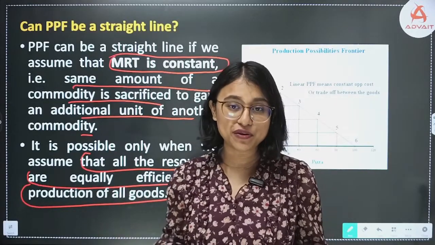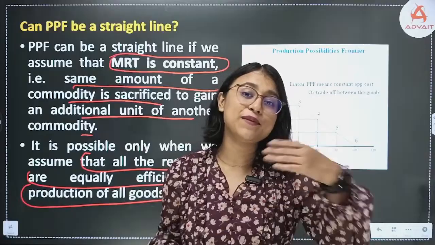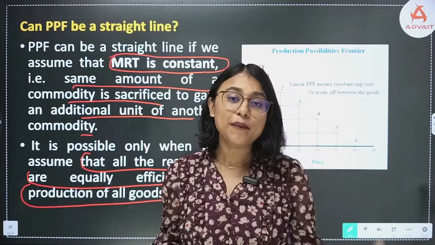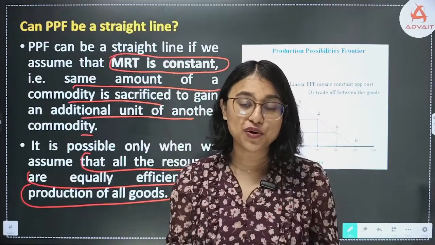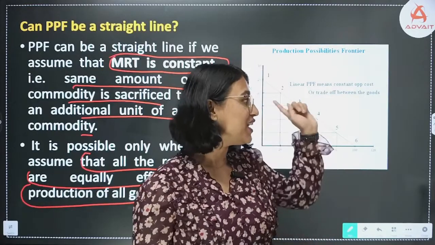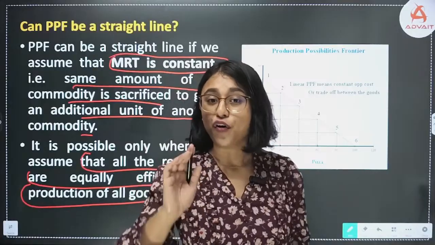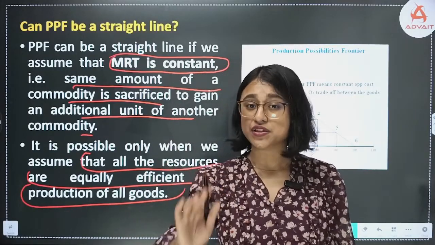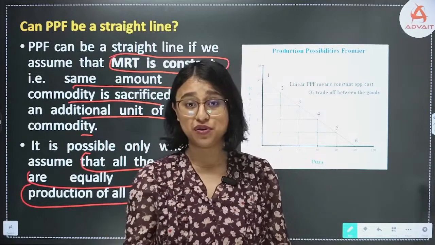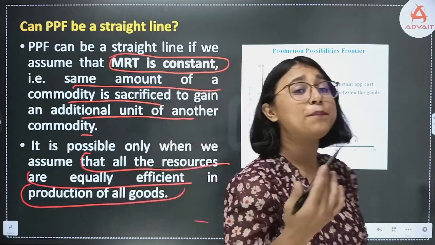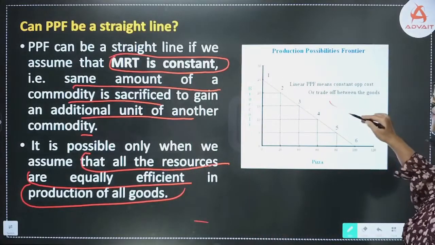Only then will MRT be constant, only then can PPF be a straight line. But not all individuals or not all factors of production are equally efficient in production of all types of goods, and therefore PPF cannot be a straight line.